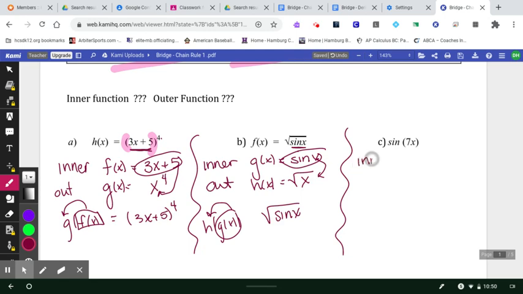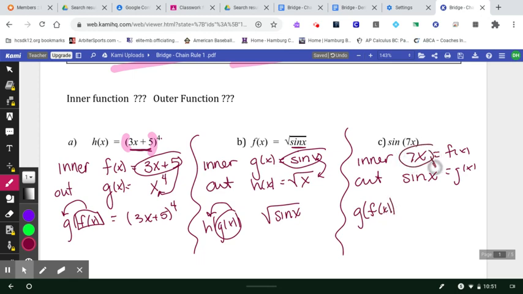How about this one? Who's the inner function? Again, the parentheses I hope are a giveaway. Inside would be the 7x, and the outer function would be the sine of x. Oops, I'll just call this f of x and this g of x. So I would do g of f of x. I would put f of x inside there. So I would get the sine of 7x. So if you can identify the inner and outer, that's half the battle with chain rule, is just knowing what functions you're looking at, who is inside of another.